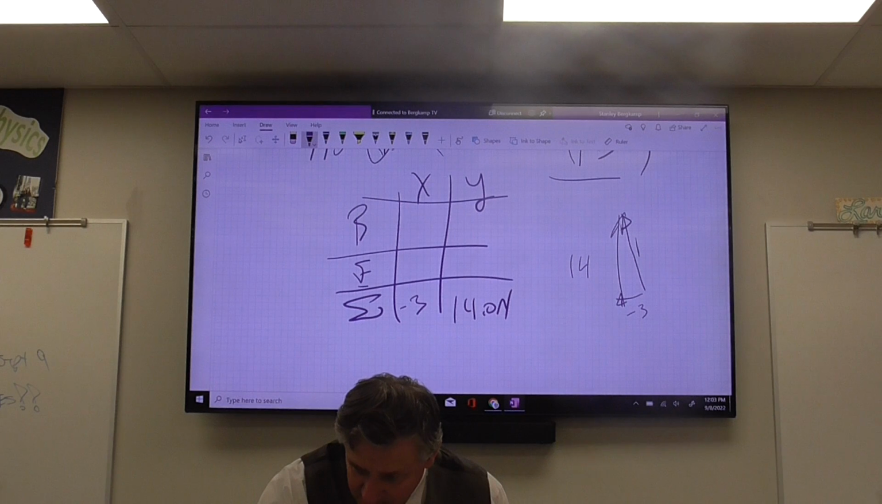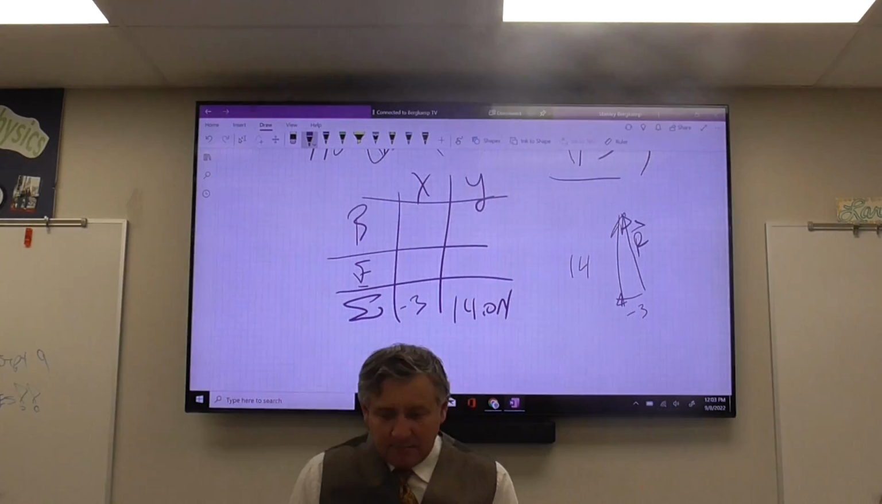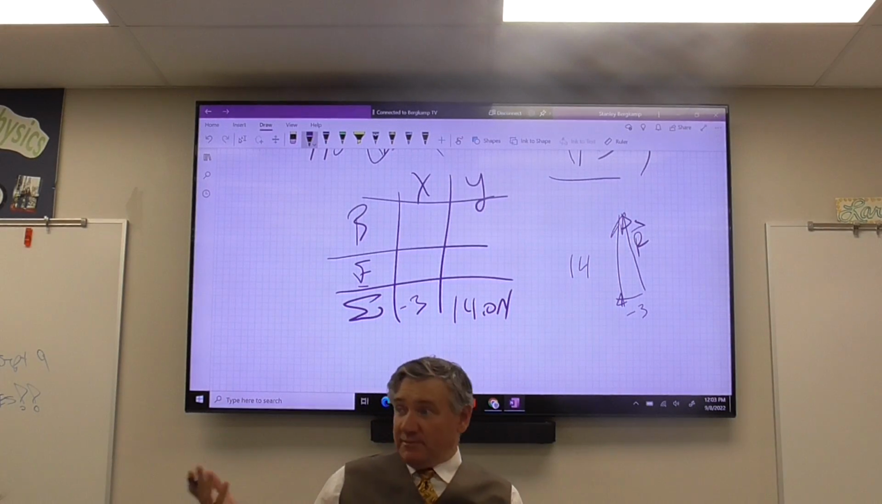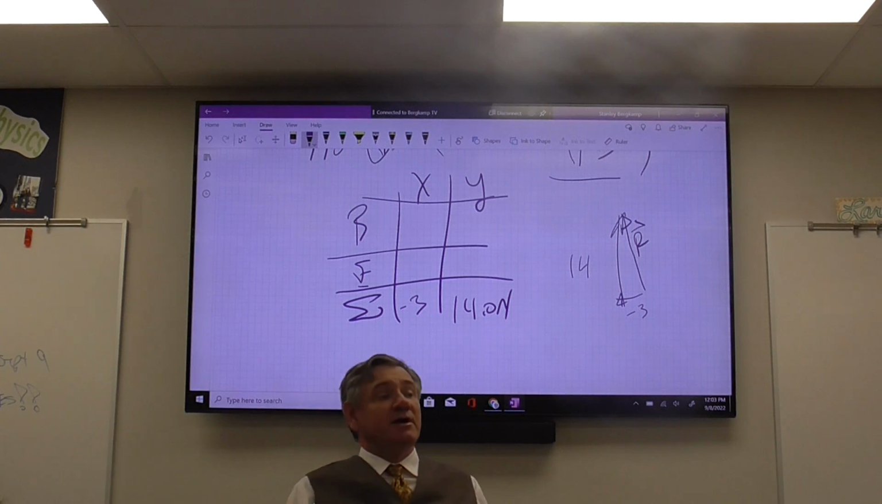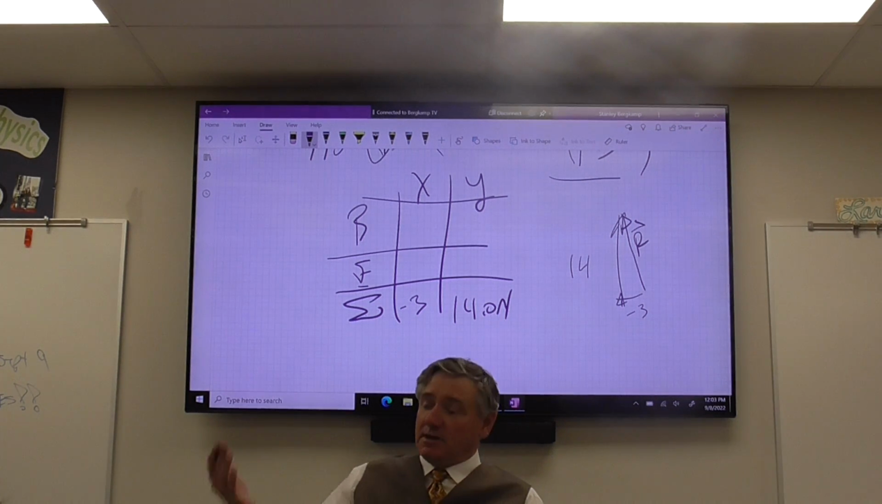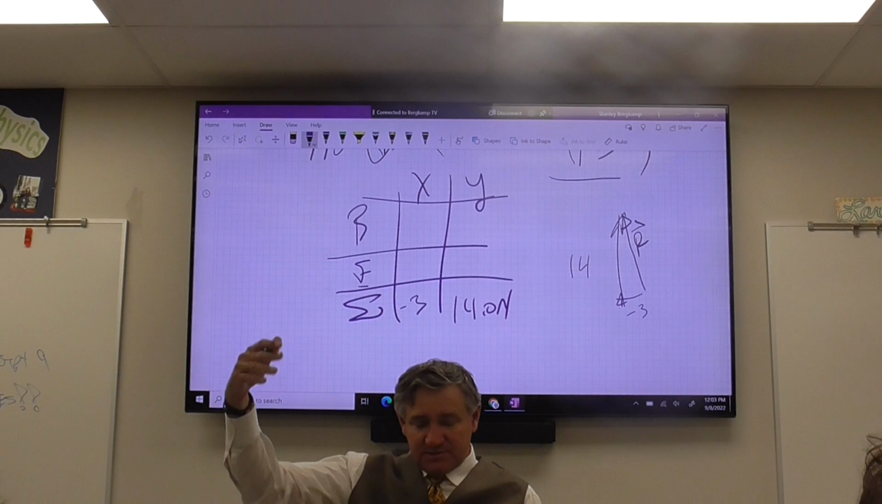Topher, how am I going to find that resultant? Yeah, the right angle. That's the whole point of this. That's the whole point of the story, is that we end up with a right angle. 3 squared plus 14 squared, the square root of that.